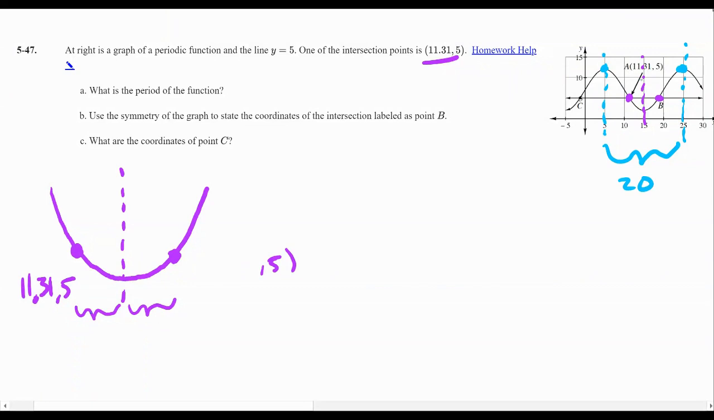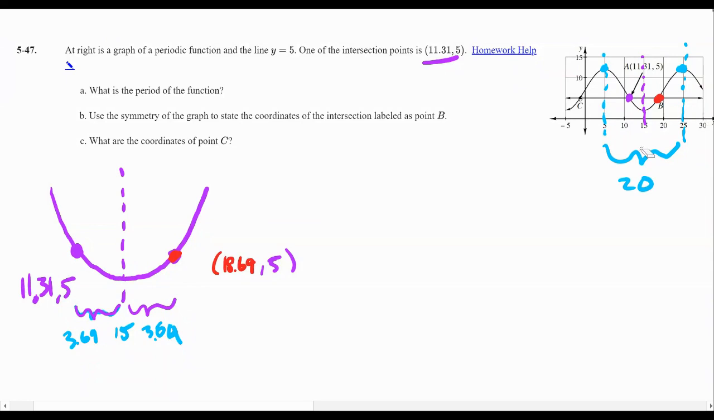If I look back at my graph, I know that this middle point is 15. So I'm going to find the distance between these two by using subtraction: 15 minus 11.31, so that distance is 3.69. That means this distance also has to be 3.69, so I'm going to add that to 15. And I get my coordinate of (18.69, 5). That's this point B.